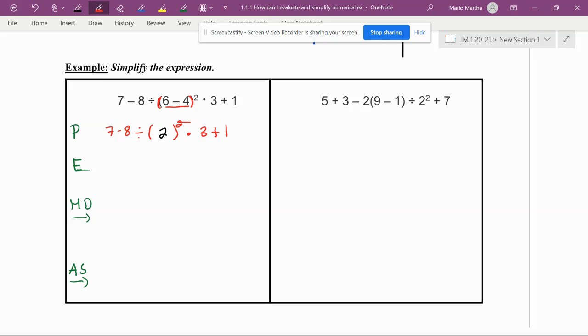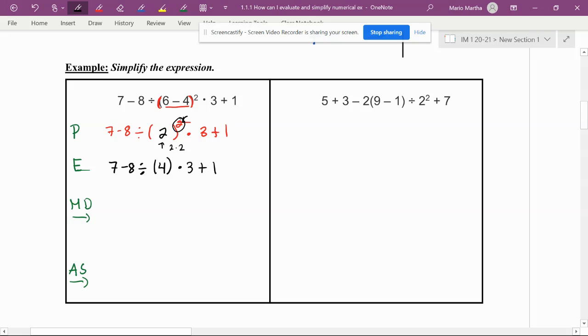All right, so the next step, again, I'm going to write everything that doesn't have an exponent. I'm going to write it exactly the same way. 7 minus 8 divided by. And then here we have an exponent now, which is 2 quantity squared. So 2 times 2 becomes 4. Remember that the exponent doesn't mean I multiply 2 times 2, but it means that I'm multiplying the number in there twice. All right. So be careful. And then times 3 plus 1.